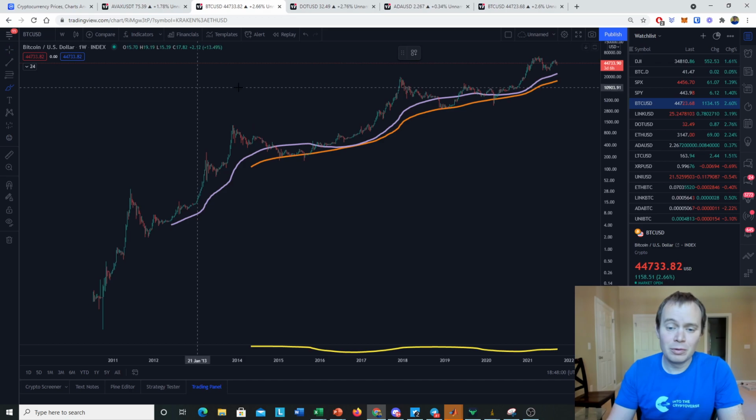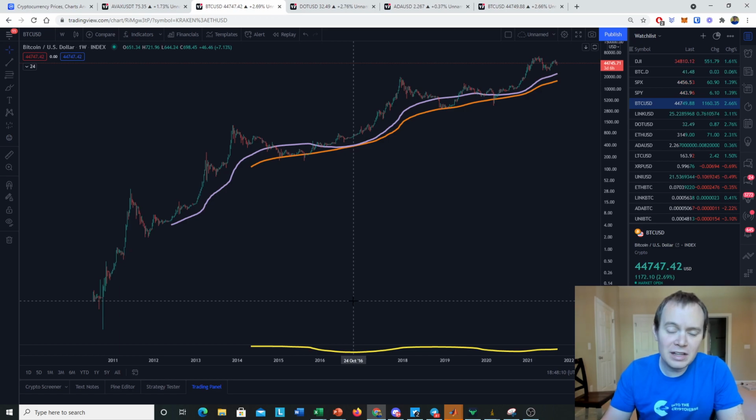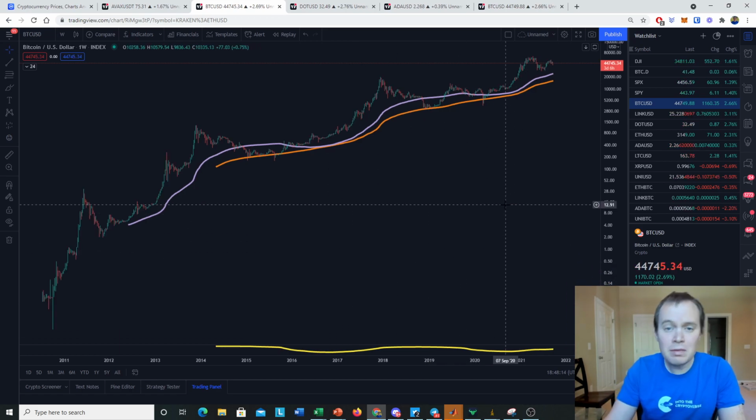For instance, last cycle we saw it go from around 1100 or 1200 all the way up to 20,000. So you're talking about a 20x from peak to peak. But one of the interesting things when we look at this is to suggest that we might still have room to grow before we ultimately come crashing back down to have like an 85% correction or something.